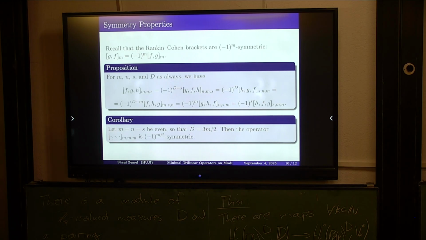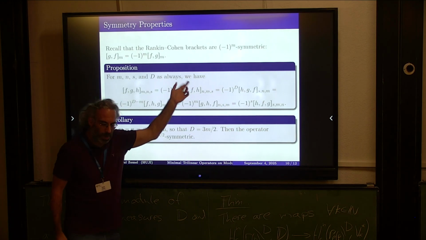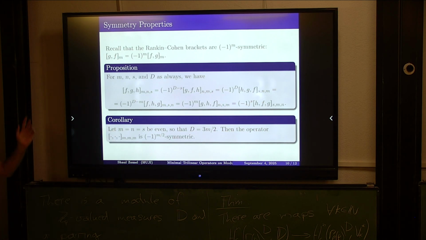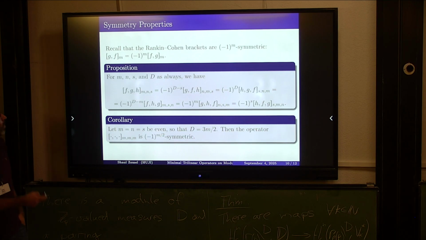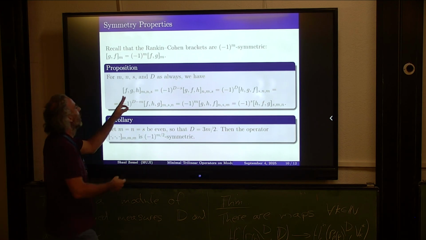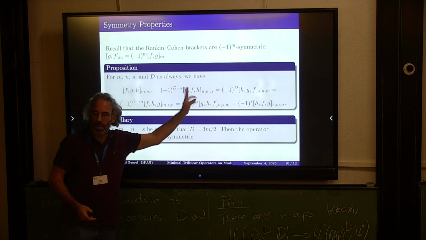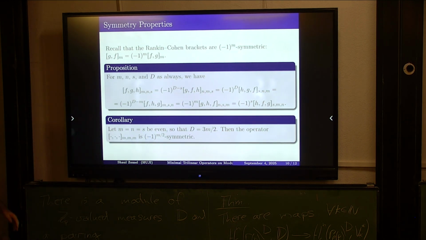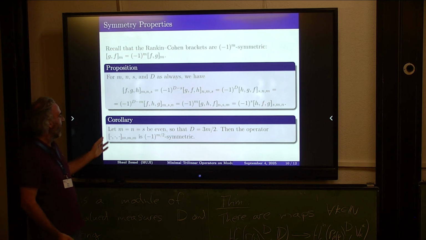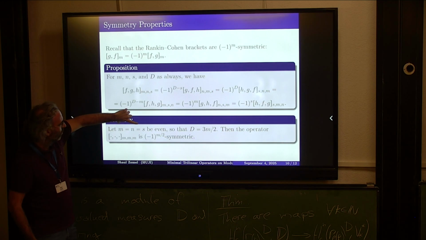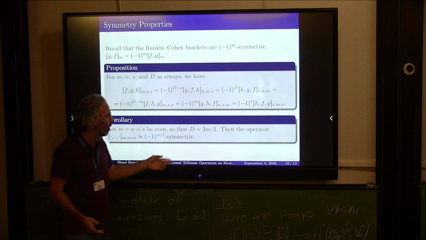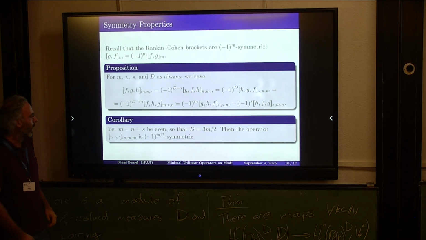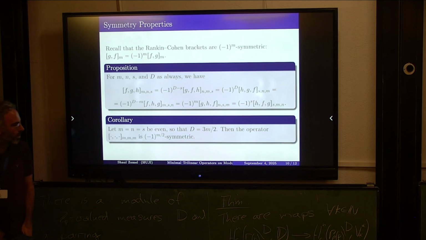Just say quickly about their properties. The Rankin-Cohen brackets are minus 1 to the m symmetric, immediate from the definition, and also immediate from the fact that they come through this VM pairing, which is minus 1 to the m symmetric. We can evaluate the symmetry properties of these, because then with each of them you have to interchange the index as well, so that it's going to match what's going on. Then, of course, you can't have an odd m if you want all the indices to be the same, because their sum has to be even. So if they're all the same and they're all even, then d is this number, 3m over 2. This operator is minus 1 to the m over 2 symmetric.